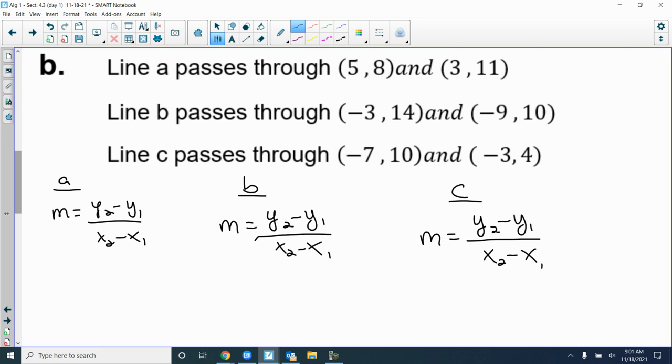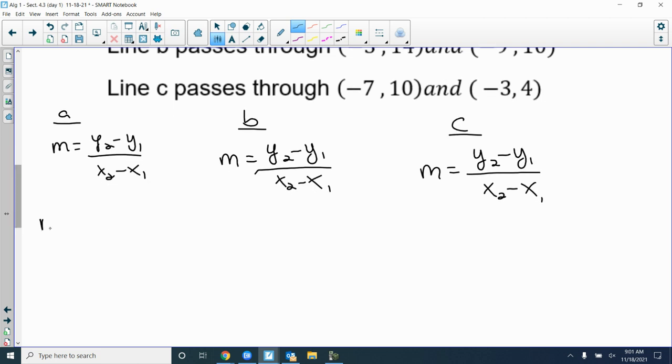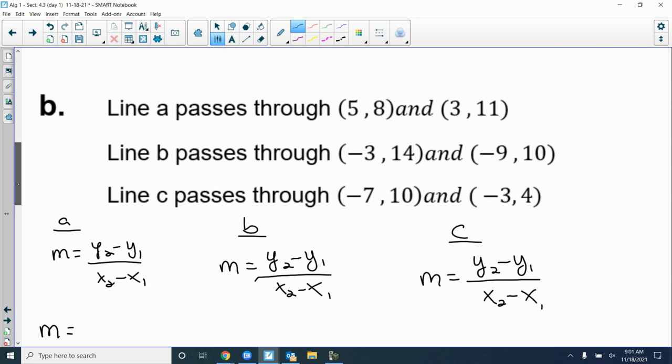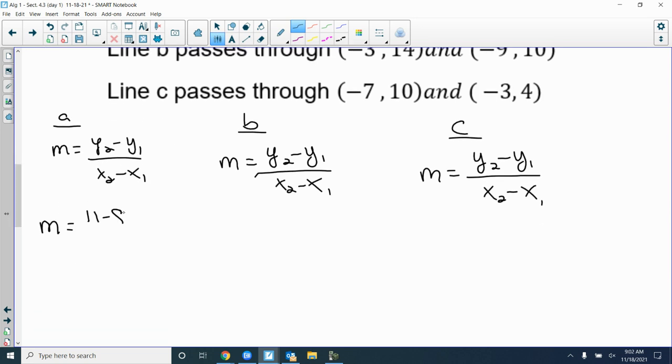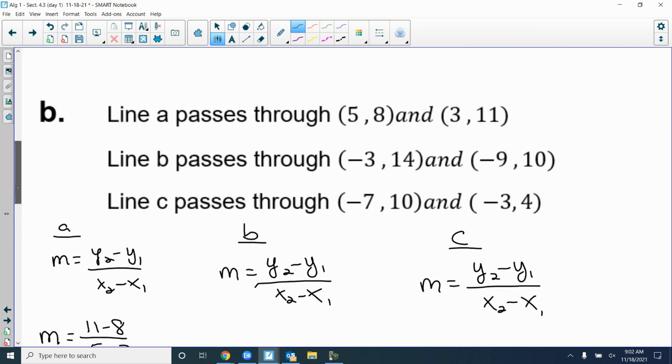Reduce it. Whoa. You got 3 over -2, so -3 halves. Wow, what'd you simplify to? Reese, tell me what order you subtracted. 11 minus 8 on top, and then what? 5 minus 3 on the bottom.